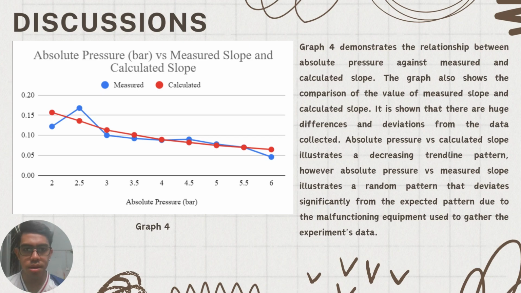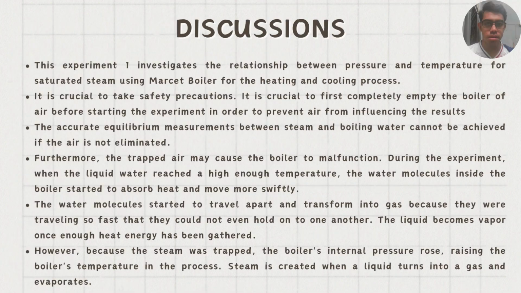Graph 4 demonstrates the relationship between absolute pressure against measured and calculated slope. The graph also shows the comparison of the value of measured slope and calculated slope. It is shown that there are huge differences and deviation from the data collected. Absolute pressure versus calculated slope illustrates a decreasing trend line pattern. However, absolute pressure versus measured slope illustrates a random pattern that deviates significantly from the expected pattern due to the malfunctioning equipment used to gather the experiment's data.